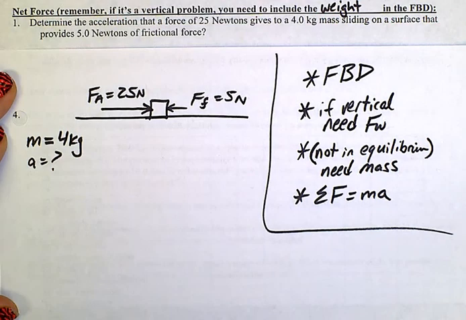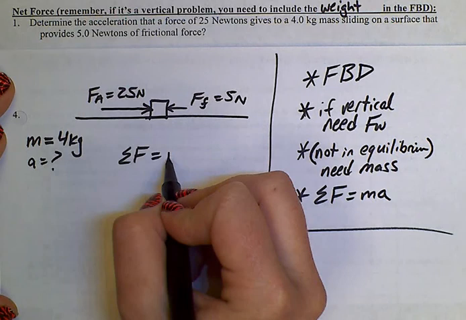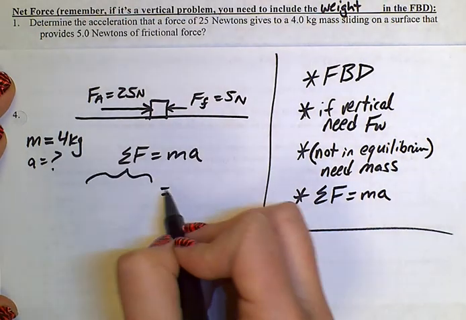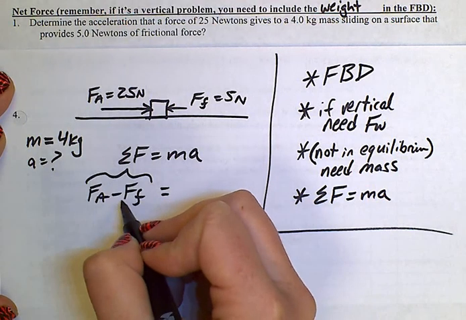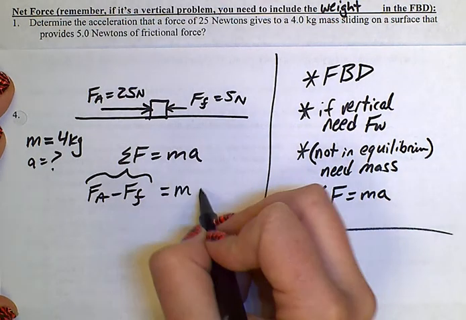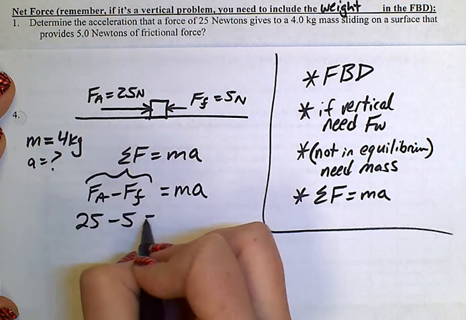It's not a vertical problem, so I don't need the weight. Sum of forces equals MA. In this case, I only have 2, so on the left-hand side of the equation, I have an FA that's positive minus a force of friction. That's because it's going backwards, traditional coordinate system, equals m times a. And then plug in your numbers. 25 minus 5 equals 4 times a.